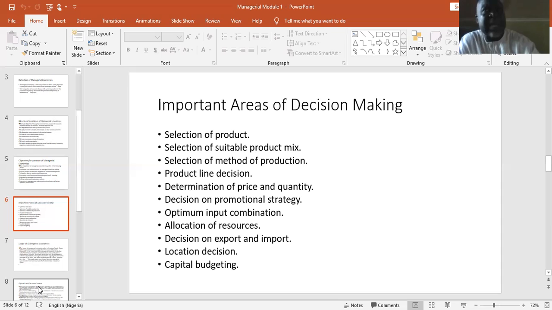Optimum input combination, allocation of resources. How do we do capital budgeting? How much amount of resources are we going to dedicate to this product or to this line of business, and just like that. These are important areas where managerial economists help in decision making.